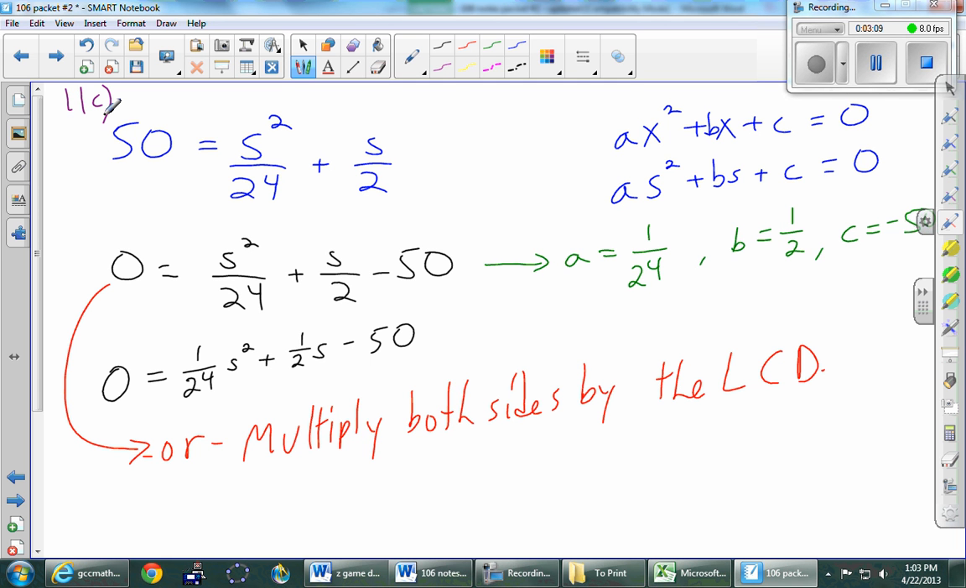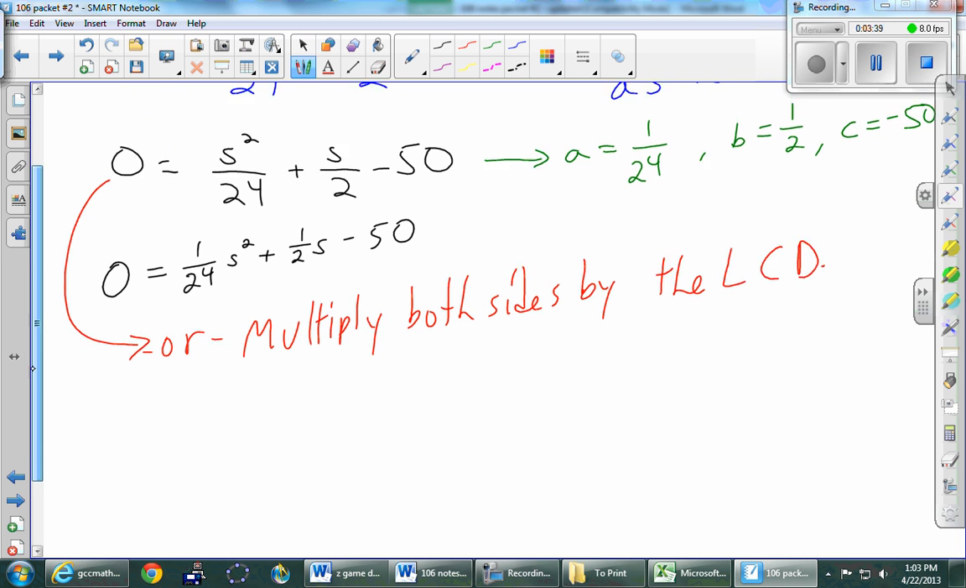Okay, looking at these denominators, I have a 24. I have a 2. What is the lowest common denominator when we have a 24 and a 2? It's 24. You got to find something bigger than these numbers. So we need something that both 24 goes into and 2 goes into. The 50 we don't have to worry about because it's not a fraction. So the LCD in this case is 24.